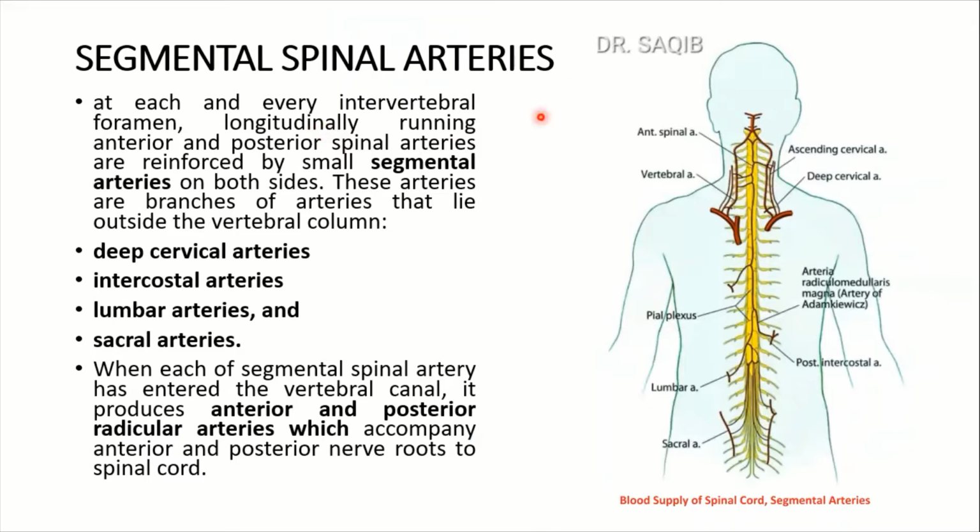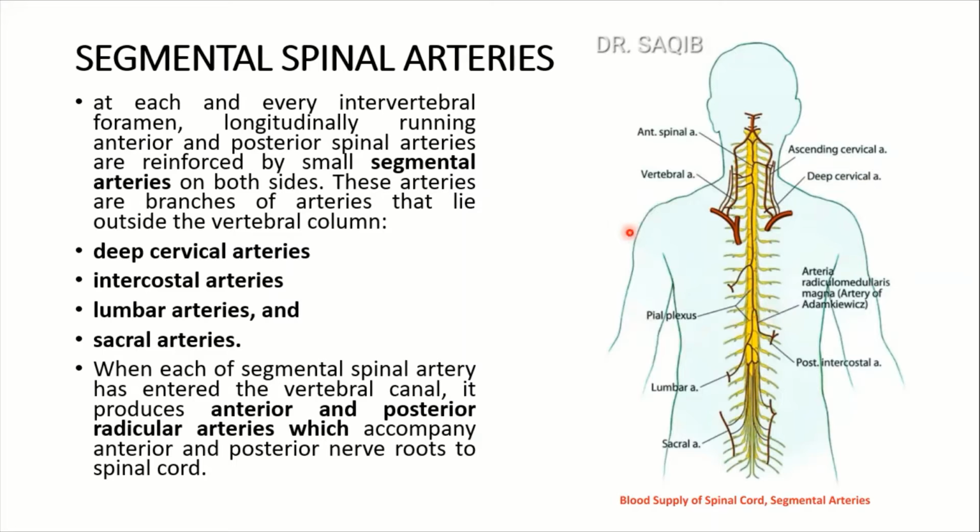So the segmental spinal arteries, here you see various segments and various arteries labeled accordingly. At each and every intervertebral foramen, the longitudinally running anterior and posterior spinal arteries are reinforced by small segmental arteries on both sides. These arteries are branches of arteries that lie outside the vertebral column at that particular level. So here you see the deep cervical artery, right? Here you see the deep cervical artery. Then these are the segmental arteries coming from the deep cervical arteries.